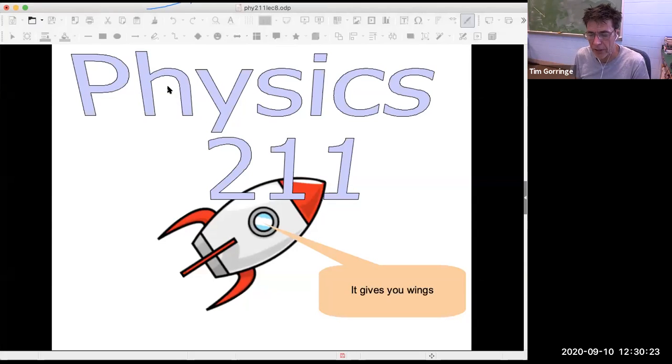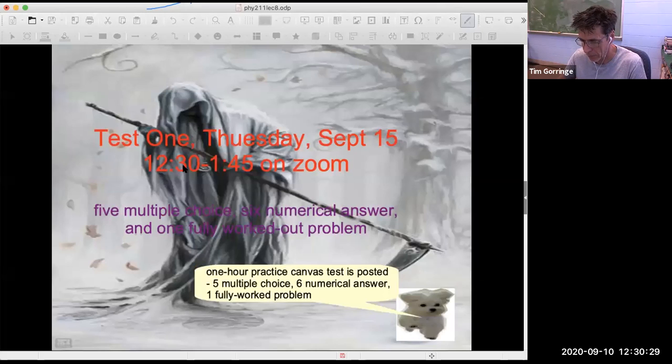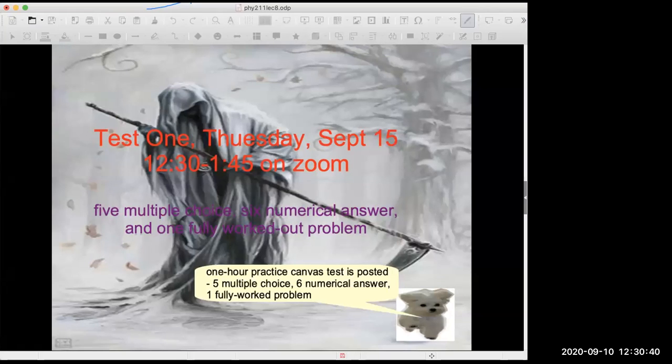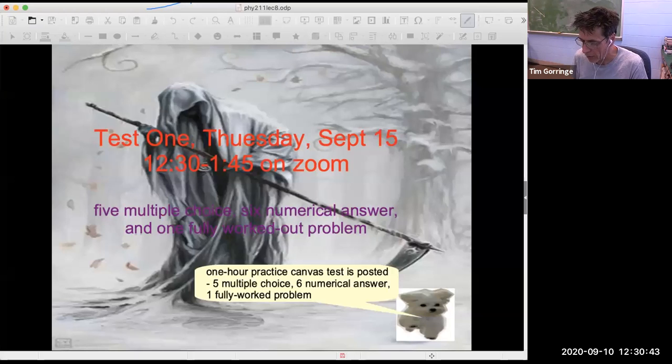Just wanted to begin again with a few comments about the test that's coming up. So I placed in the assignments subdirectory a Canvas practice test that will have the same format as next week's test 1. So it has 5 multiple choice questions on it. They're each worth 4 points. It has 6 numerical answer questions where you submit one numerical answer. They're each worth 10 points.